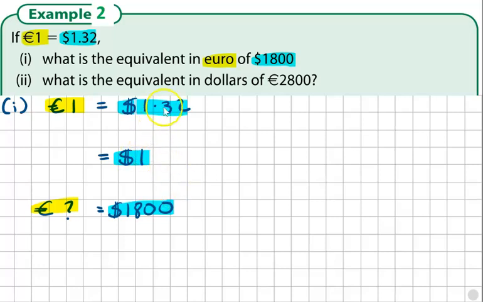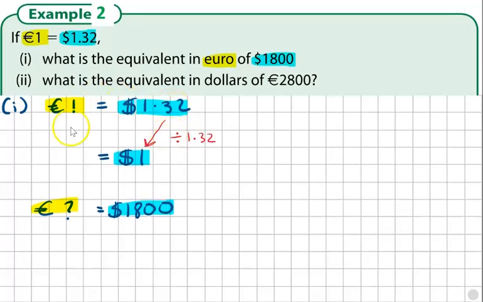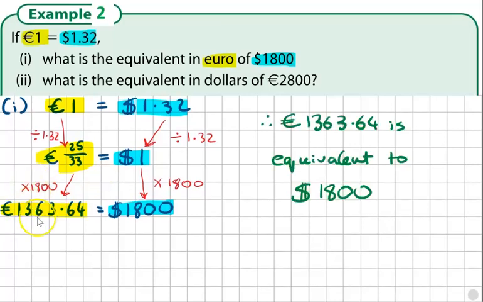So again, how do we go from 1.32 to 1? How do we make anything become 1? We divide by itself. So we divide 1.32 by 1.32, and what we do to the right, we do to the left. And 1 divided by 1.32 gives us 25 over 33. Again, you can just leave it as a fraction because it's not our final answer. So then to go from 1 to 1,800, we're going to multiply by 1,800. And what we do to the right, we do to the left. And we get €1,363.64. Therefore, €1,363.64 is equivalent to $1,800.